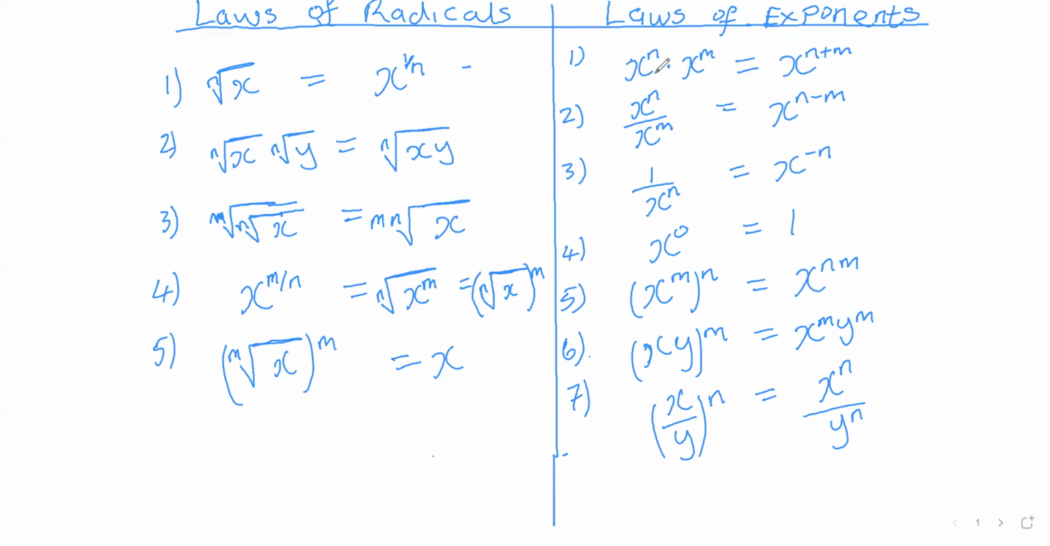The first law says if you are multiplying two expressions with the same base, then you can simplify that by adding up their powers. For example, if you have 2 squared times 2 cubed, then you can simplify this by adding up the powers, 2 to the 2 plus 3, which becomes 2 to the 5. That's what the first law says.